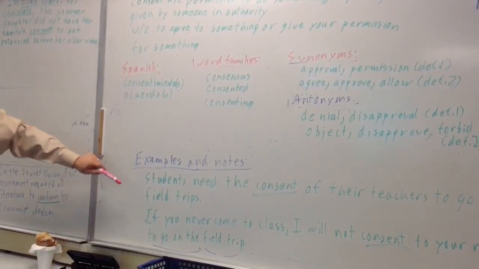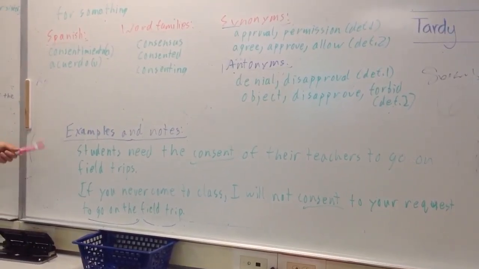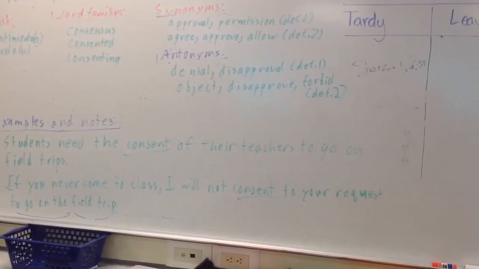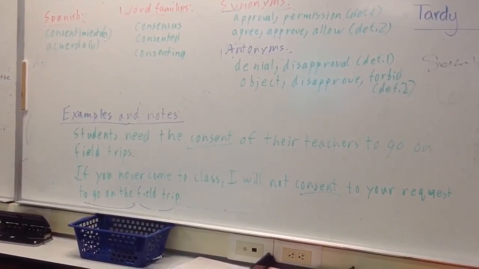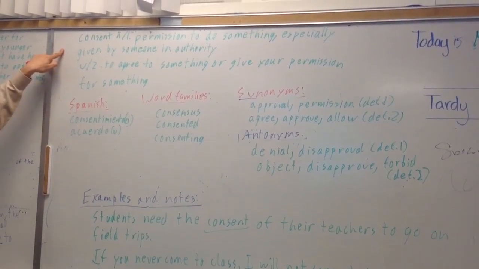Here's a sentence related to school. Students need the consent of their teachers to go on field trips. Right? You have that form. All the teachers have to sign it. That's definition one. They need their permission. Consent means permission.